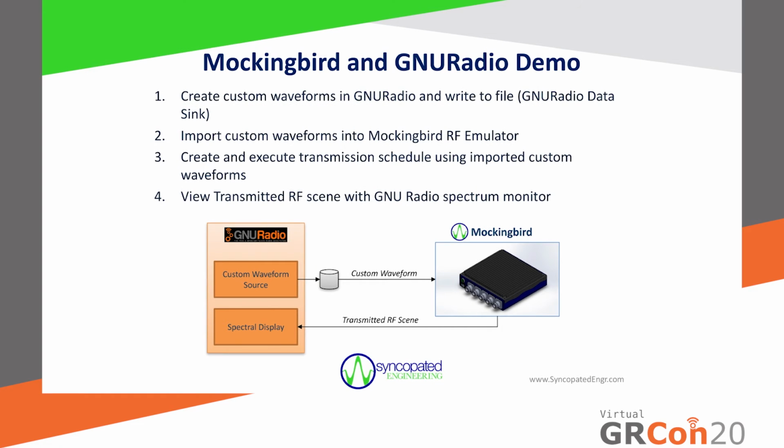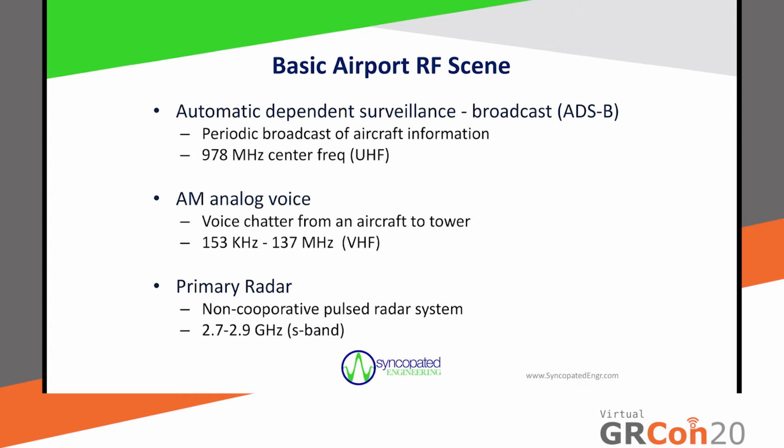As a quick demonstration of Mockingbird, we have used GNU Radio to generate some custom IQ baseband signals to use in an RF scene. We will then show the outcome by reading the output back into GNU Radio using a LimeSDR. The scene we are generating consists of a set of signals that one would expect to see outside of an airport.